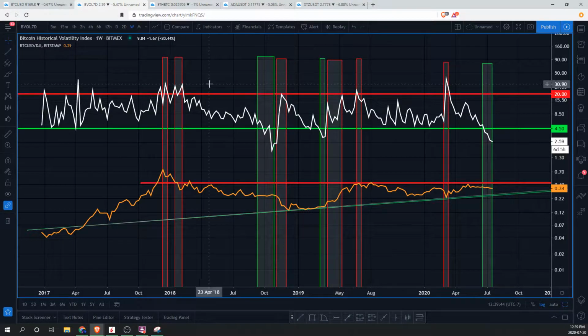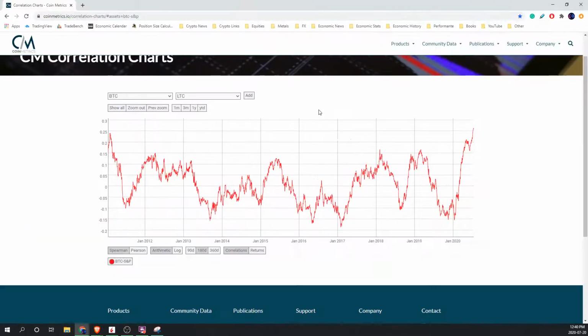Discussing the overall correlations between crypto, mainly just Bitcoin, and the SPX. Let's look at the correlations here just to get a good understanding of where BTC is in correlation with the S&P. Looking at the 180-day correlation chart between Bitcoin and the S&P, we're increasing substantially in the overall positive correlation of the S&P and Bitcoin.